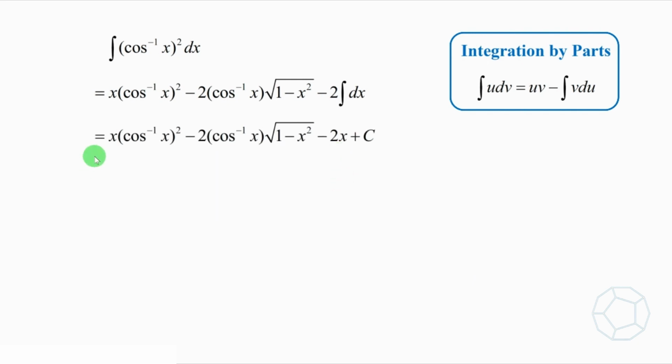Therefore, the answer is equal to x times arc cosine x whole squared minus 2 times arc cosine x times the square root of 1 minus x squared minus 2x plus c.